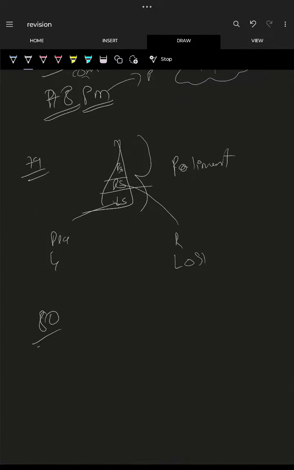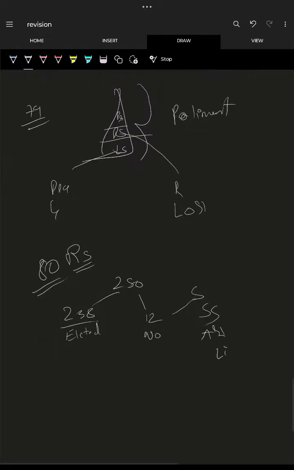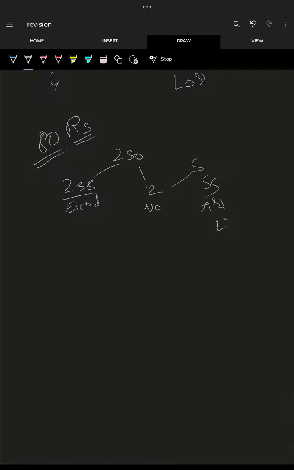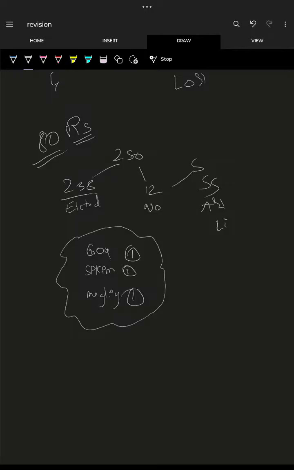Now 80 is on Rajya Sabha, I think so. Yeah, Rajya Sabha seats: 250 seats, 238 elected, 12 are nominated from science, social science, art, literature. And the states which have one seat are Goa, Sikkim, and Meghalaya. They have one seat in the Rajya Sabha. Goa, Sikkim, Meghalaya.